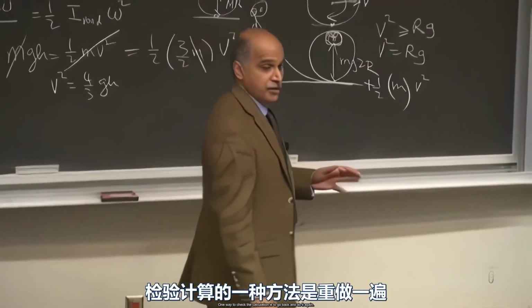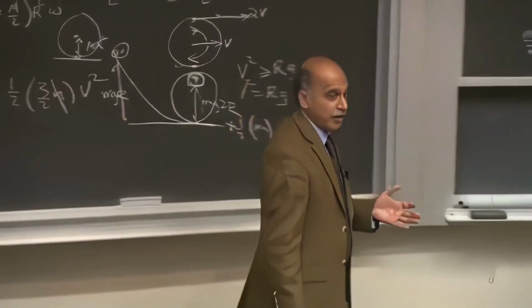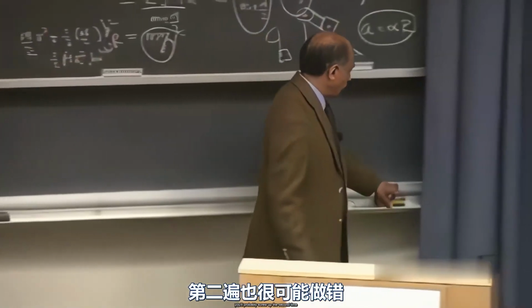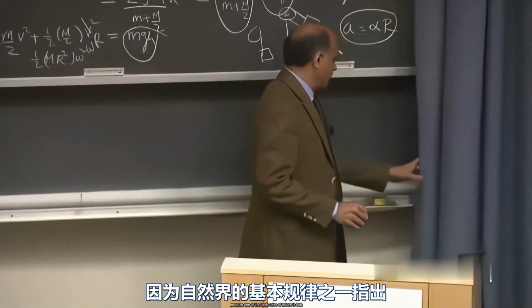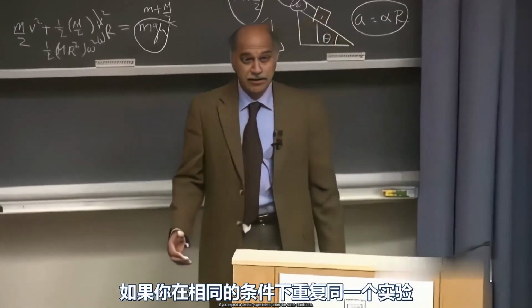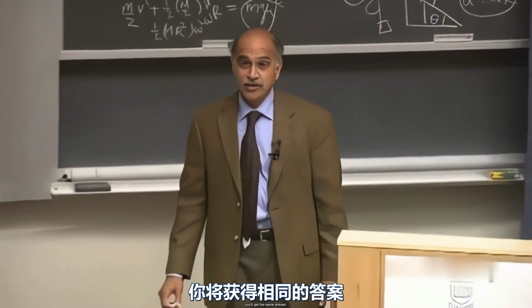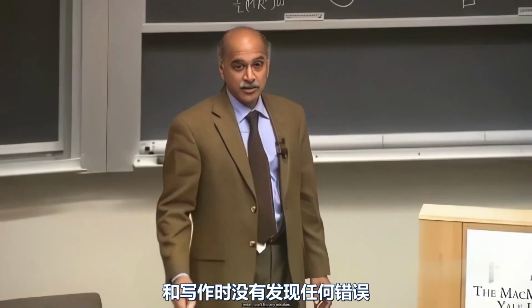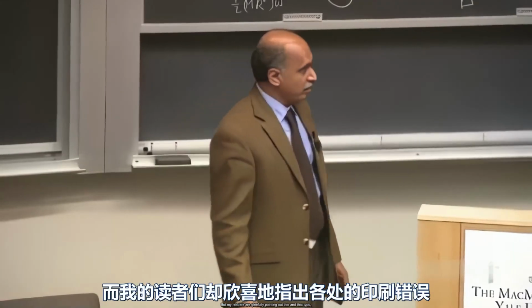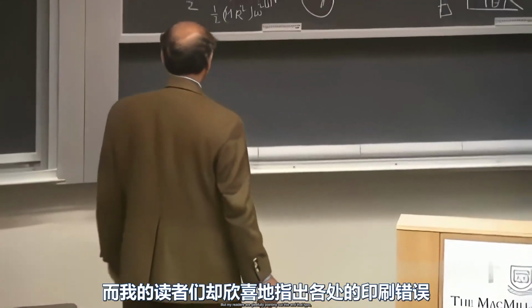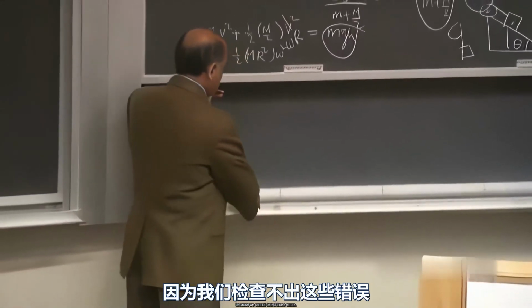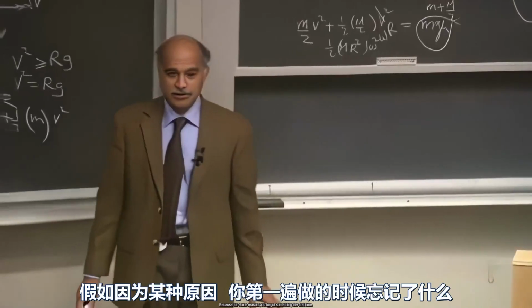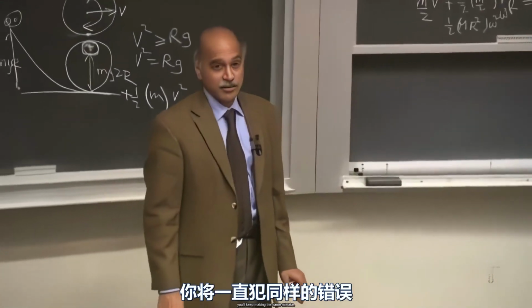One way to check the calculation is to go back and do it again. Most of the time, if you screwed up the first time, you'll probably screw up the second time, because one of the basic rules of nature is that if you repeat a certain experiment under the same conditions, you'll get the same answer. That's why when I proofread anything I write, I don't find any mistakes. But my readers are gleefully pointing out this and that typo, because we cannot detect those errors. That's true even for a scientific calculation. Because for some reason you forgot something the first time, you will keep making the same mistake.